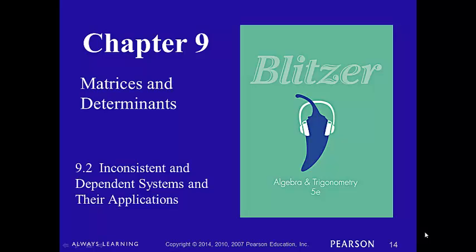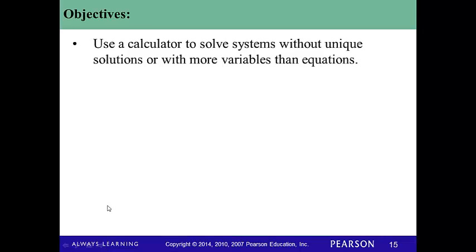Alright, so now we are in 9.2, which is inconsistent and dependent systems and their applications. Here's our objective. We're going to use a calculator along with matrices to solve systems without unique solutions or with more variables than equations. So basically we're looking for no solution and infinitely many solutions.